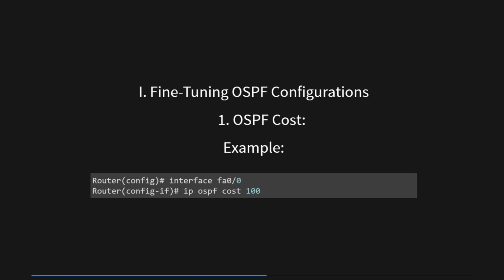In fine-tuning OSPF configurations, one important aspect is adjusting the OSPF cost metric. The OSPF cost represents the efficiency of a link and is used to calculate the shortest path to a destination. By default, OSPF calculates the cost based on the bandwidth of the link, but sometimes we may need to manually modify the cost to influence path selection. Lower costs are preferred by OSPF when determining the shortest path.